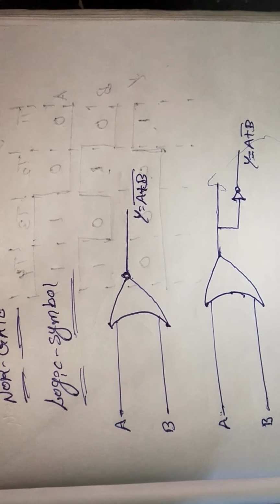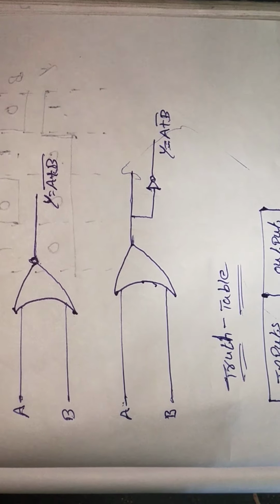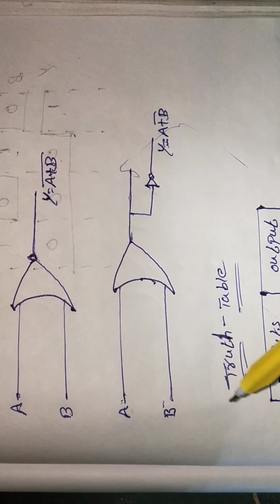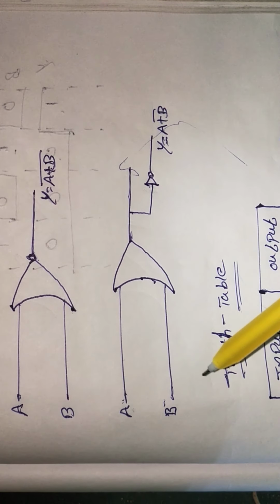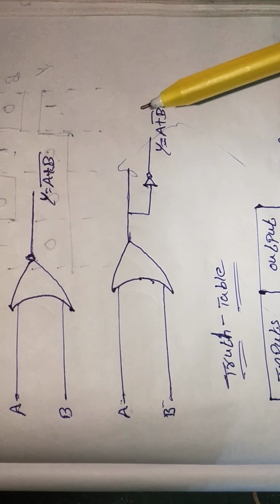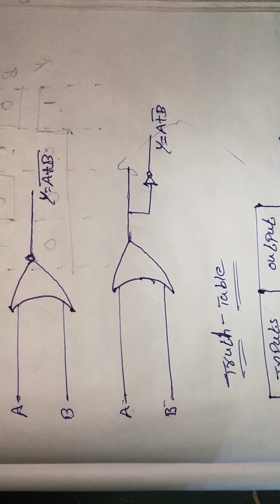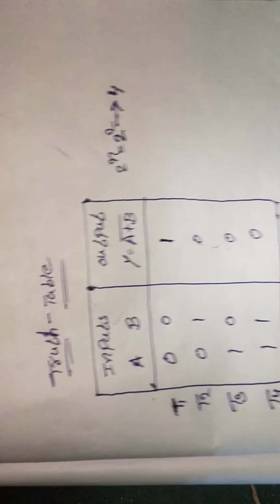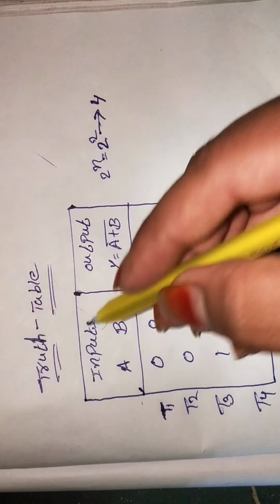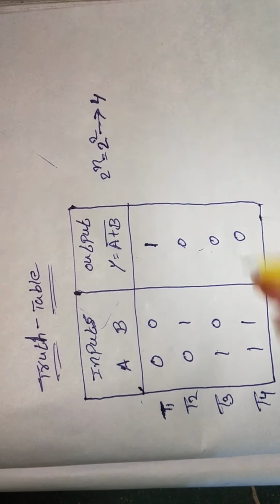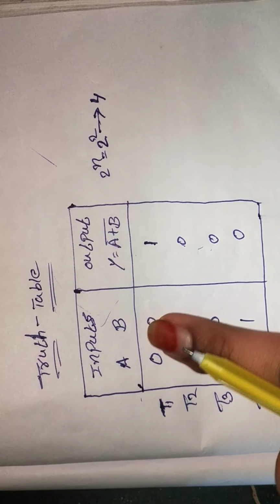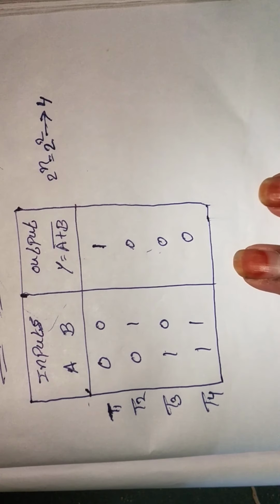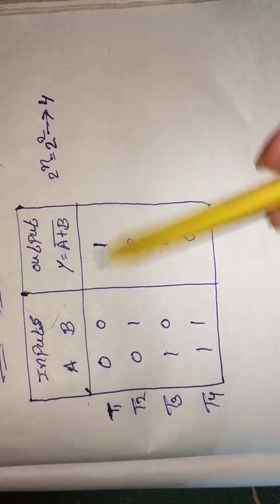NOR gate logical symbols. Not only do we take A, B, we can take A, B, C, D and so on up to n input variables. The output is y equal to a plus b whole bar. Here the bar indicates the complement of a plus b. Truth table. We know that a truth table consists of inputs and output. Here A, B are the two input variables. Y equal to a plus b whole bar is the output of two variables.